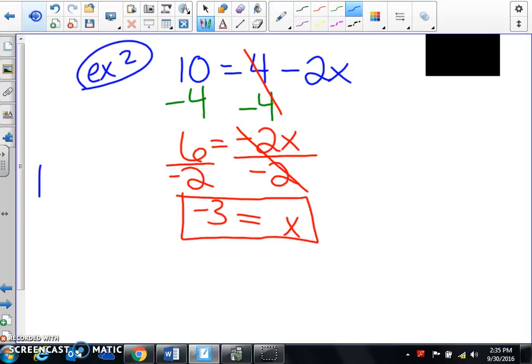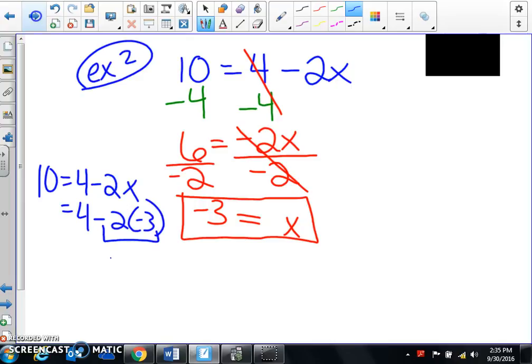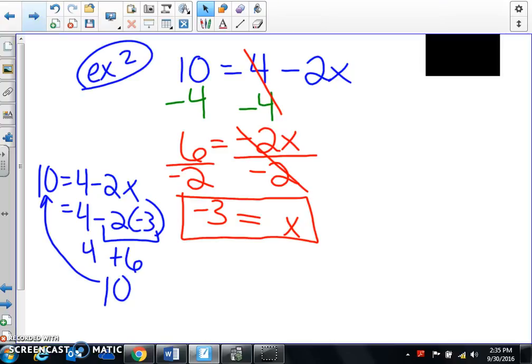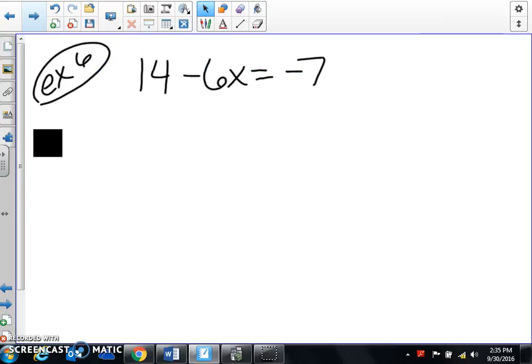We're going to check it out. I'm going to plug in this negative 3. So negative 2 times negative 3 is a positive 6. Drop down your 4. 4 plus 6 is 10, which is what I was supposed to get. So it works. Next one.